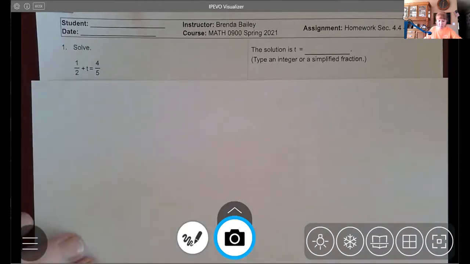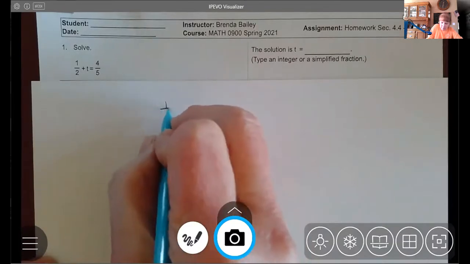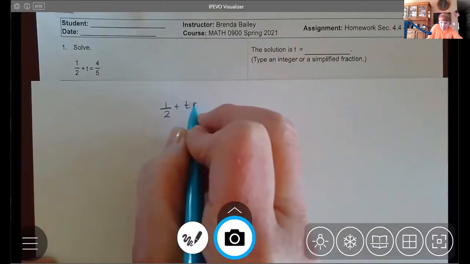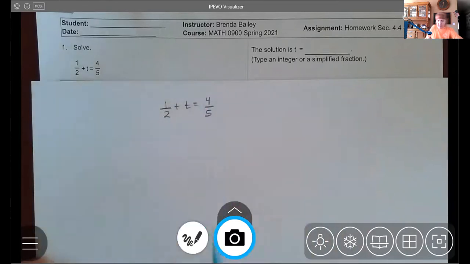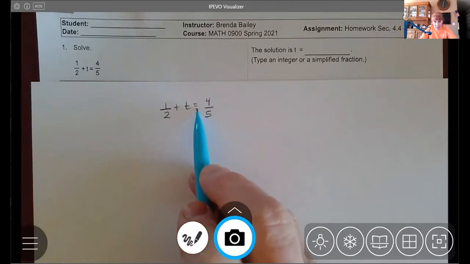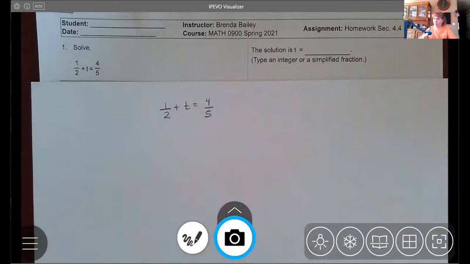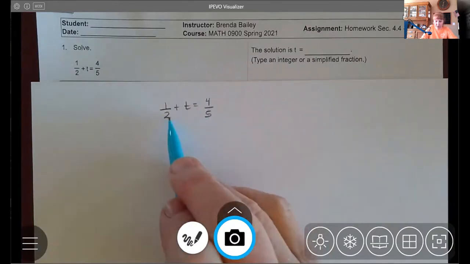So on number 1, we have 1/2 plus t equals 4/5. I'm just going to copy it over right here. There's nothing wrong with subtracting 1/2 from both sides. You could subtract 1/2, get a common denominator, and get your answer that way. But another method is, because it's an equation, you can multiply every term by something, and whatever that is can get rid of the 5 and the 2.